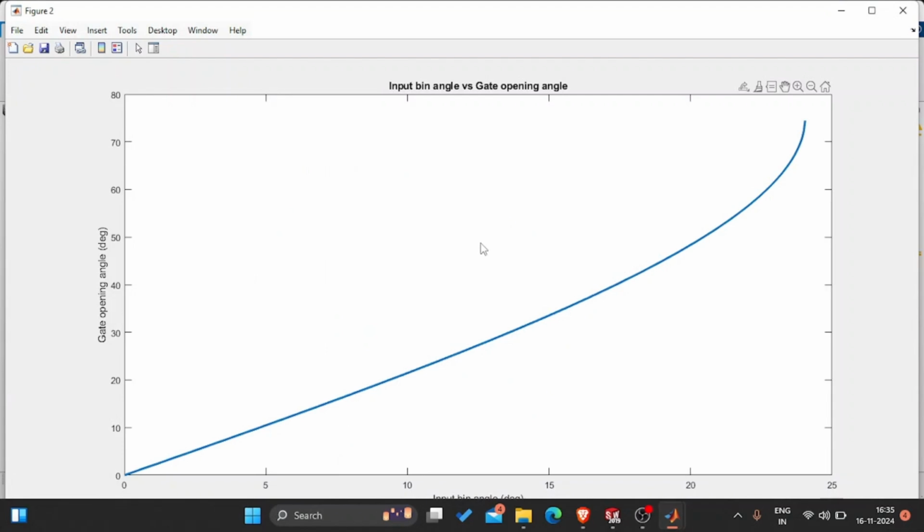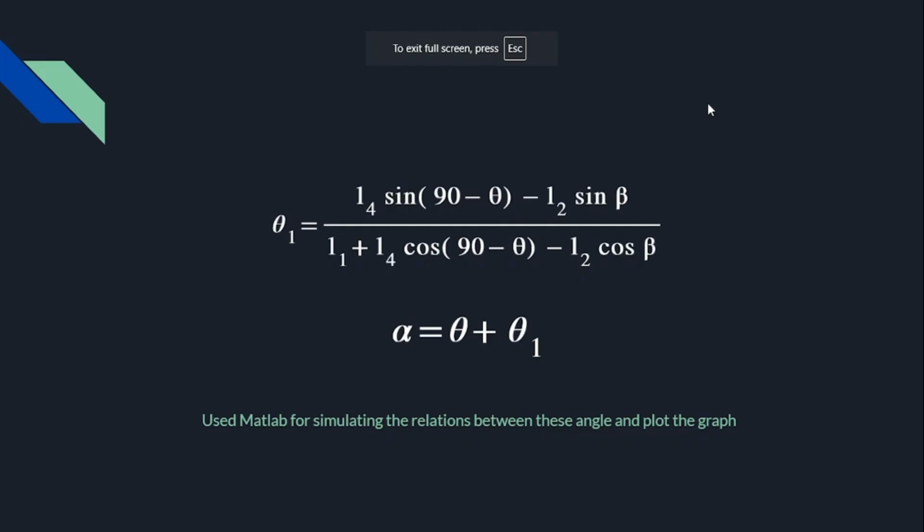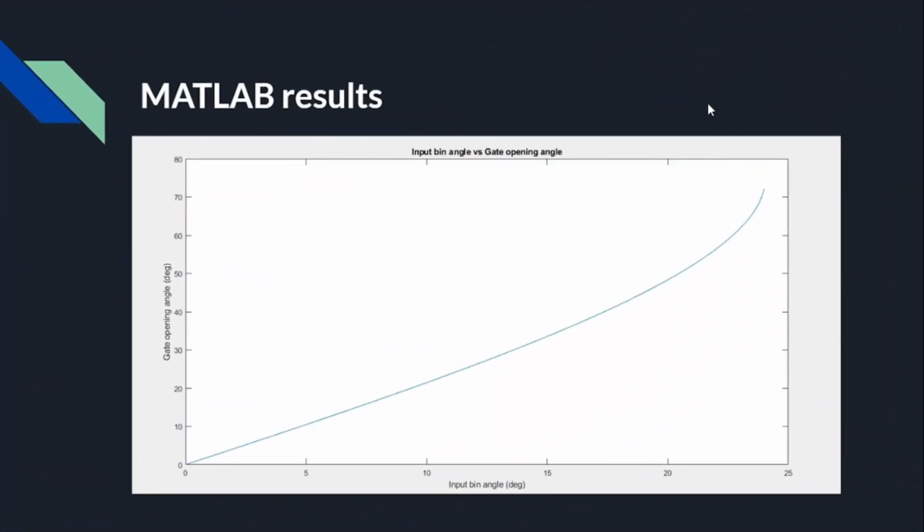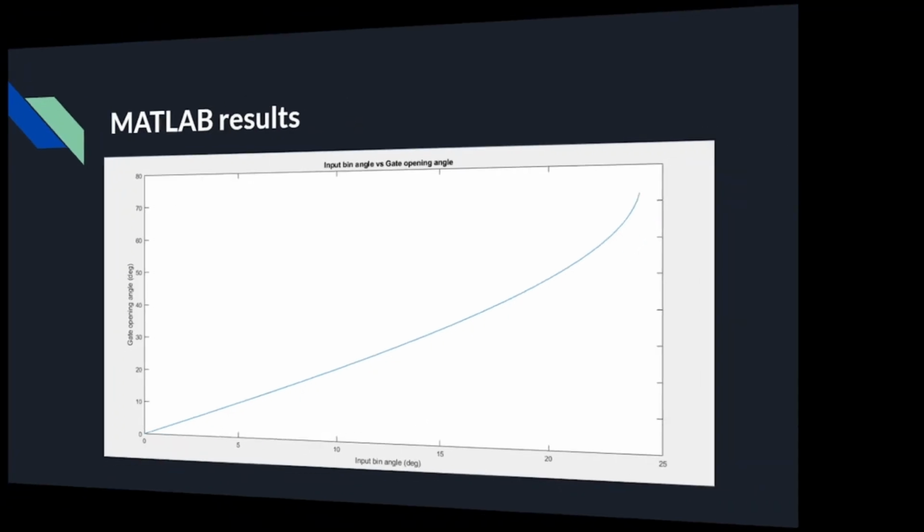And this is the graph of input bin angle versus gate opening angle, and we can see that this graph is linear till about 20 degrees, but after that it takes a non-linear form. The reason behind this non-linearity is the involvement of trigonometric functions in the relationship, and also it generally happens when we reach the singularity configuration or the extreme position configuration. So this was the plot which we got from MATLAB.